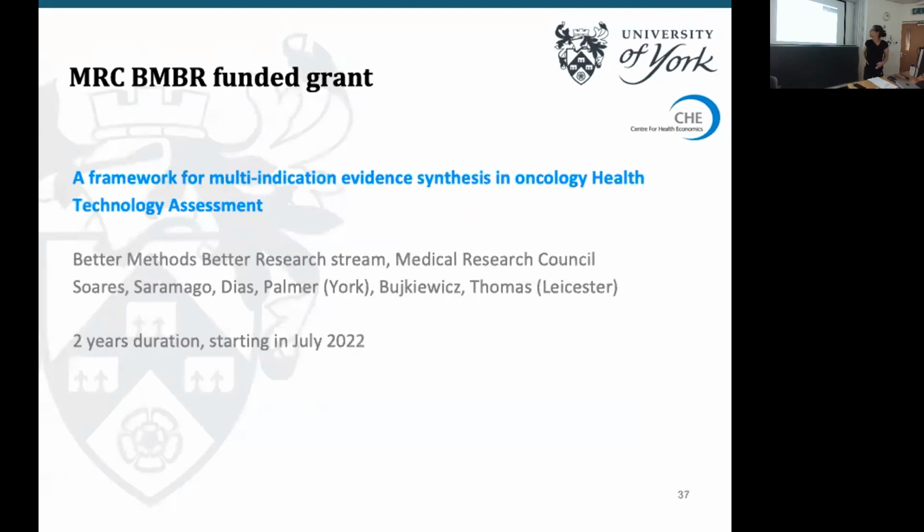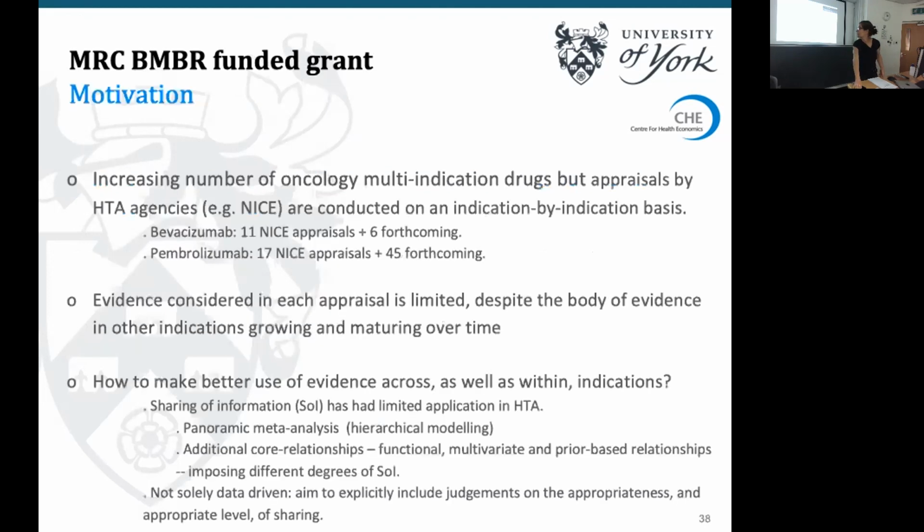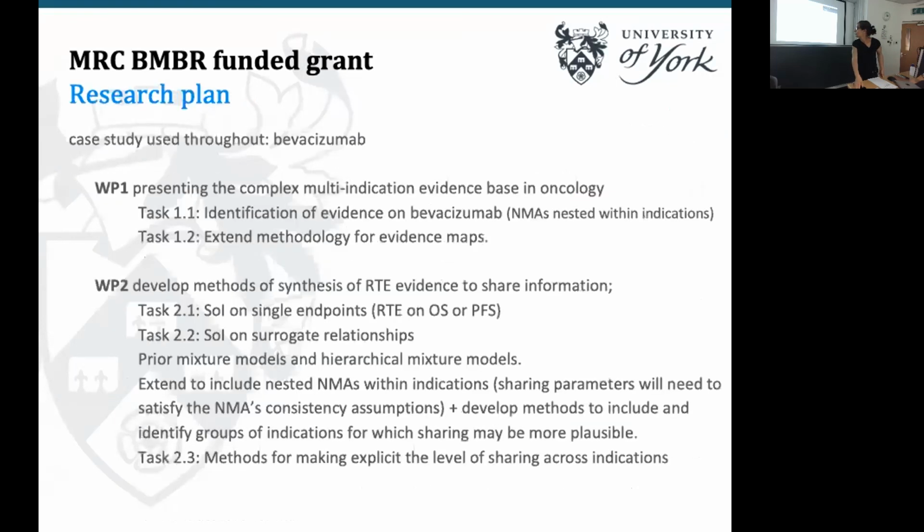So just briefly going to mention, we have a new project starting funded by the MRC, in collaboration with others in New York and Leicester. It's about multi-indication evidence synthesis in oncology, and it basically uses sharing of information to facilitate this multi-indication analysis. I'm going to skip through some of this, again, in the interest of time. But basically, as I've mentioned, NICE has an indication by indication appraisal. It's very obvious in oncology because there are now multi-indication drugs.